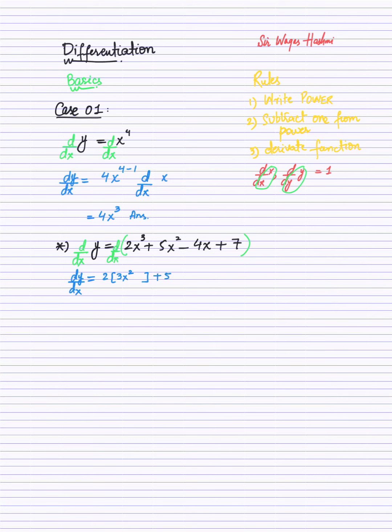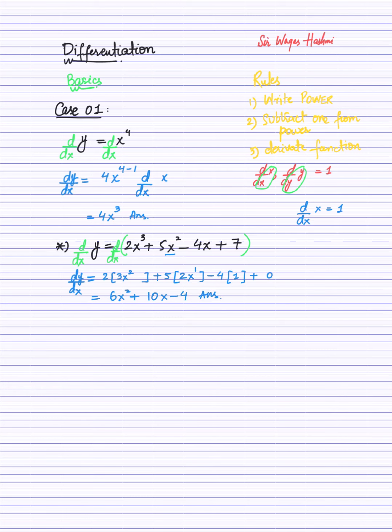Again 5 as a coefficient. For the derivative of x square, first we need to write down the power, that is 2, and then subtract 1 from the power, so 2 minus 1 will be 1. After that minus 4. d by dx of x equals 1, so that will be 1, and the derivative of the constant, 7 is a constant without a variable, it's 0. So you have differentiated your equation, and now you need to multiply. 2 times 3 is 6, x square plus 5 times 2 is 10x minus 4, and that is your derivative answer.